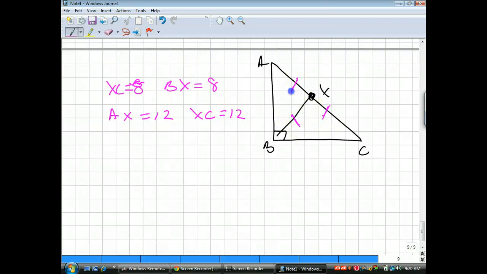So the idea is that these are all equal segments. All right, that's it for today.